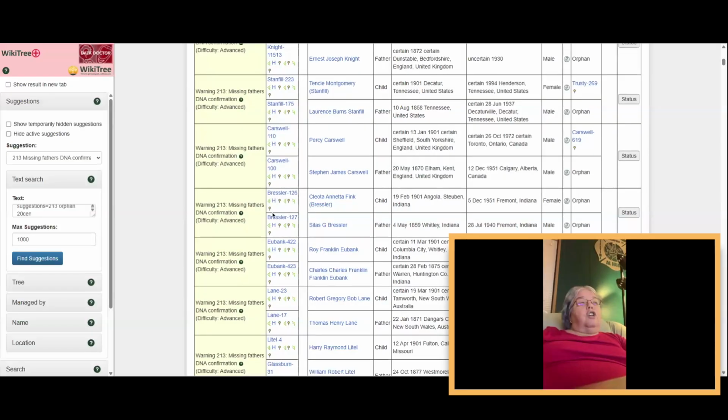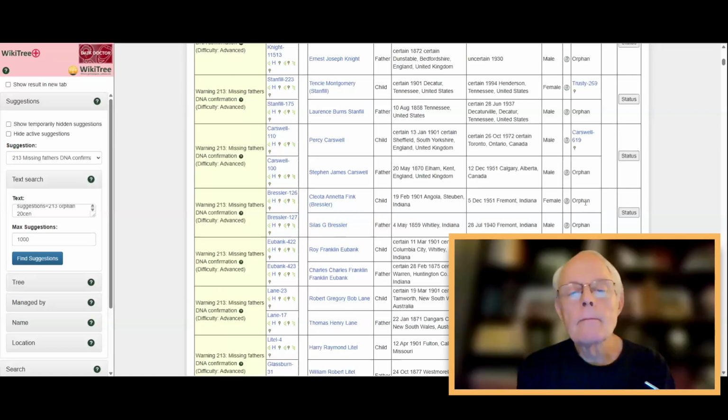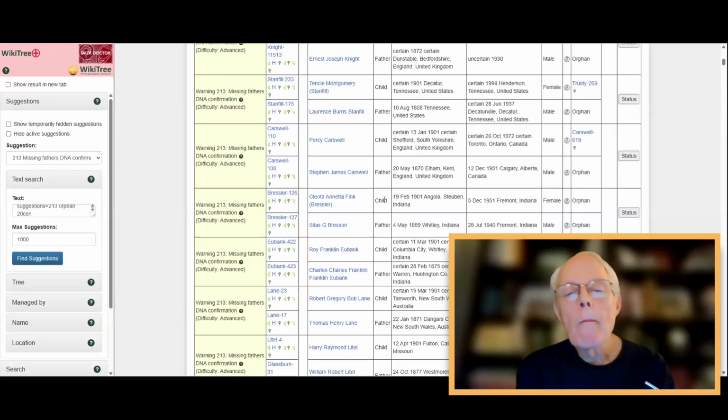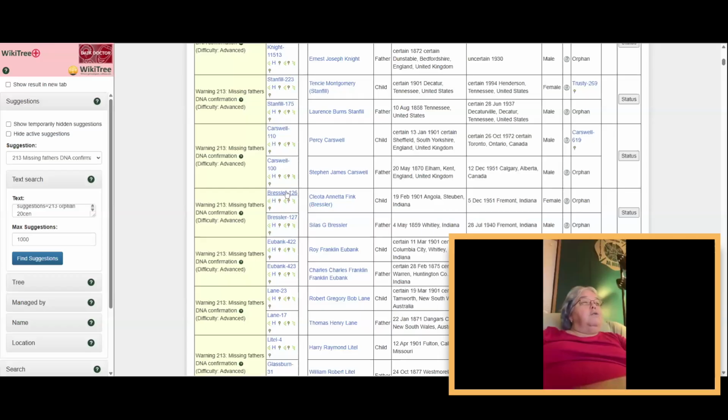When you look at this report, it shows you both parents. It shows you the child and the father. And I like to work on ones where they're both orphans, just because I like to work with orphans. Okay. So I'm going to choose this child, and we're going to see what happens.